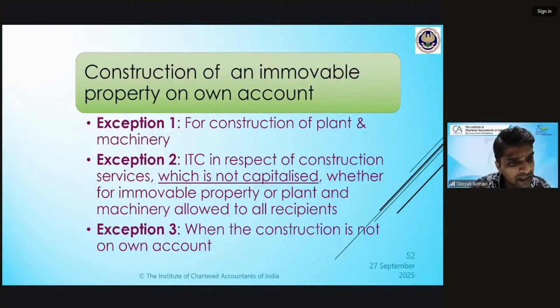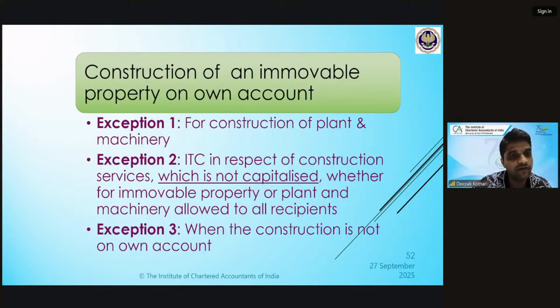Only movable property can claim ITC. Aditya, no, sorry, immovable property you cannot claim. Only movable property you can claim ITC. You're right. Yes, correct, Anubhav. Yes, correct, Tanu.